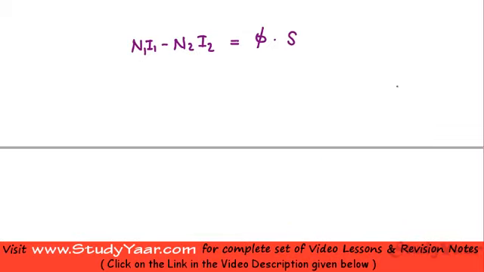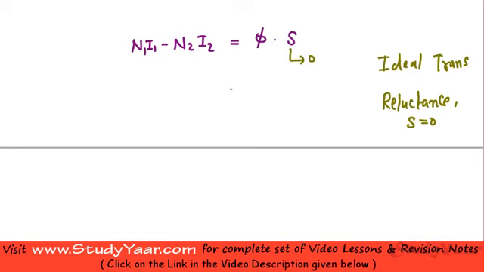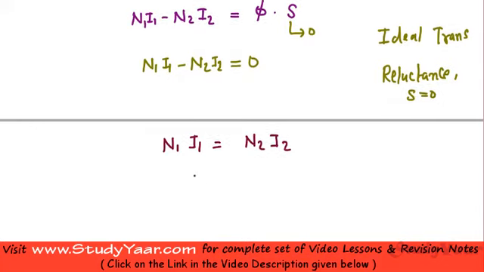Now we are looking at an ideal transformer. Okay, in an ideal transformer we assume that reluctance is 0. Okay, your reluctance is 0, which basically means your S is equal to 0. Okay, if this becomes 0, then basically you're looking at N1 into I1 minus N2 into I2 equal to 0. Okay, or in other words, what you're seeing is N1 into I1 is equal to N2 into I2, or your I1 upon I2 is equal to N2 upon N1.